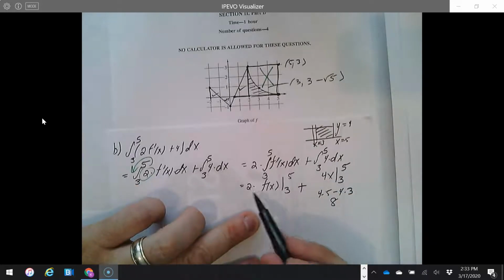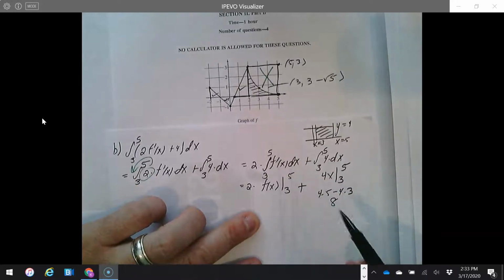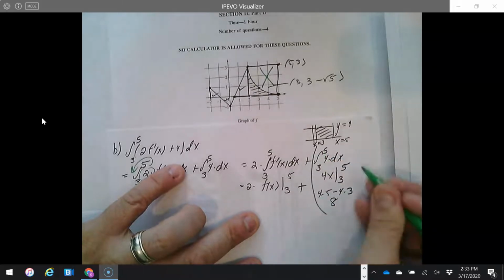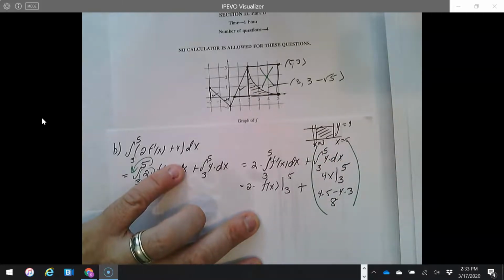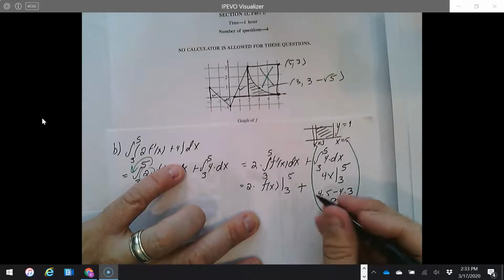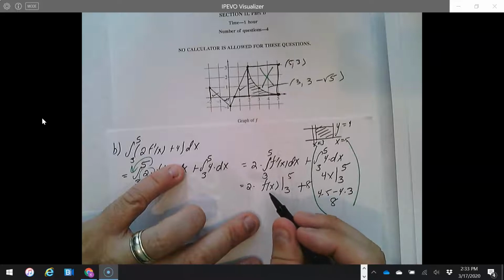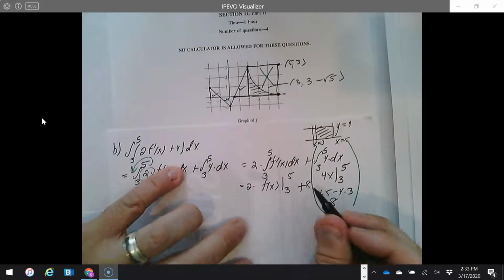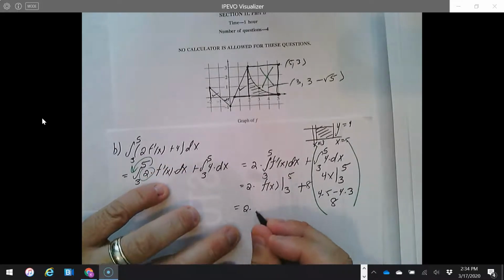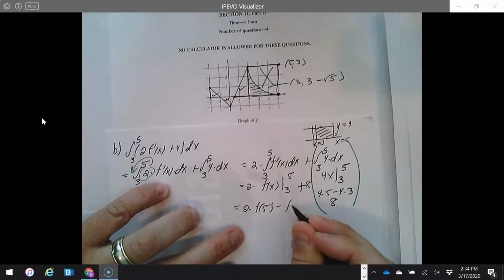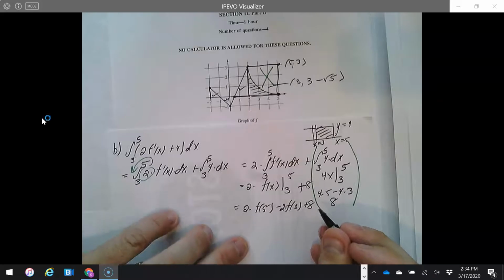Okay, we're getting a little messy here. We've got all of this plus, and that's why I think it was a really bad idea for me to do this work over on the side. I should have done that separately, sorry. Anyway, we have 2 times f of x, evaluate from 3 to 5, plus 8. So this is 2 times f of 5 minus 2 times f of 3 plus 8.